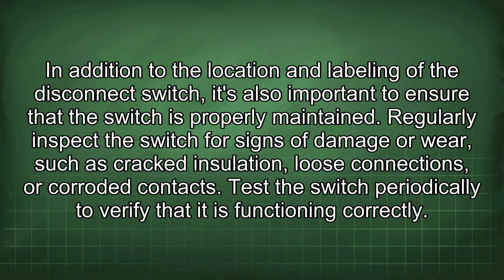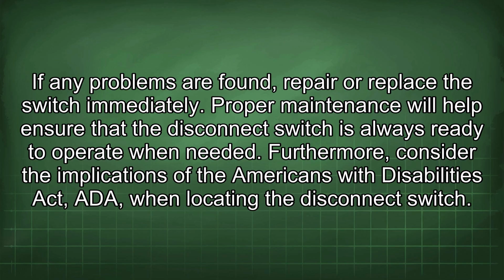In addition to the location and labeling of the disconnect switch, it's also important to ensure that the switch is properly maintained. Regularly inspect the switch for signs of damage or wear, such as cracked insulation, loose connections, or corroded contacts. Test the switch periodically to verify that it is functioning correctly. If any problems are found, repair or replace the switch immediately. Proper maintenance will help ensure that the disconnect switch is always ready to operate when needed.